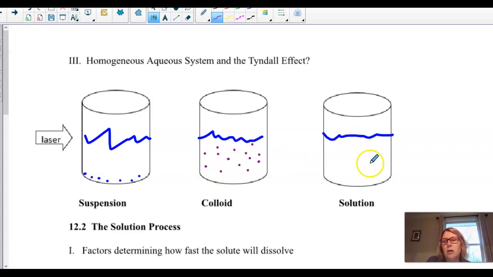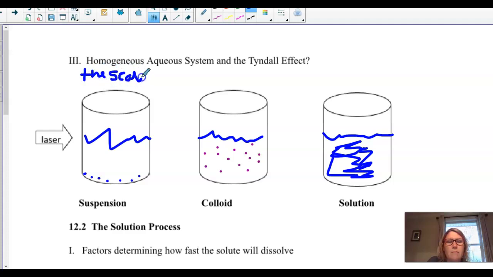In a solution, there are no particles that look different. They all look the same. So this whole solution will pretty much look the same. So let's talk about what the Tyndall effect is. You can use the Tyndall effect to determine what is a suspension or a colloid. A Tyndall effect is the scattering of light, so it's the scattering of a light beam, I should say.